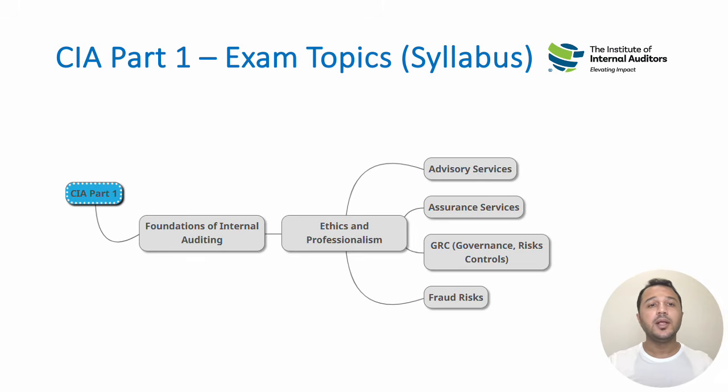So overall, if you conclude, it talks about some of the fundamental definitions, the key ethical principles, types of audit engagement that we perform, advisory or assurance, and concepts related to governance, risk, controls, and fraud risk. This is the overall syllabus of CIA Part 1.